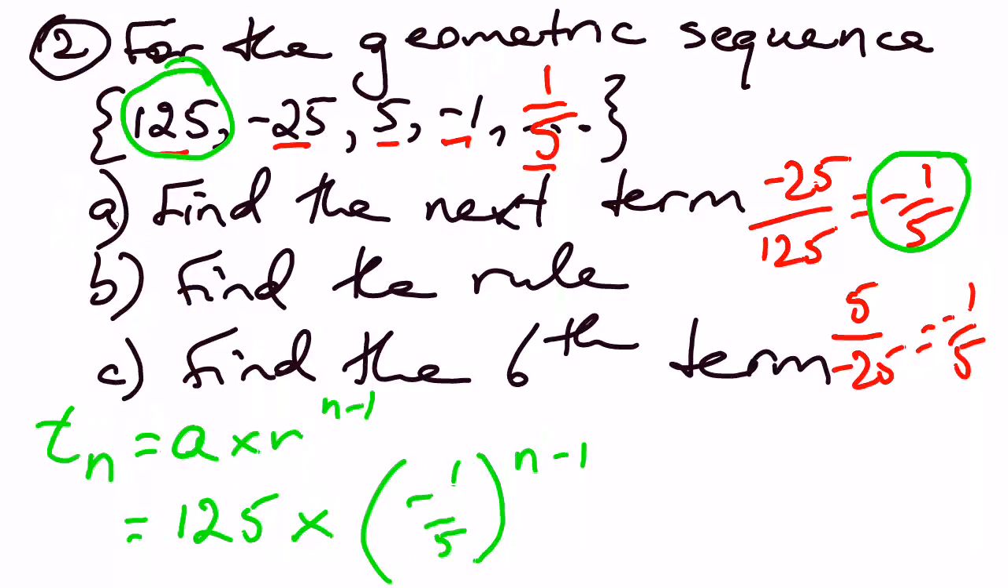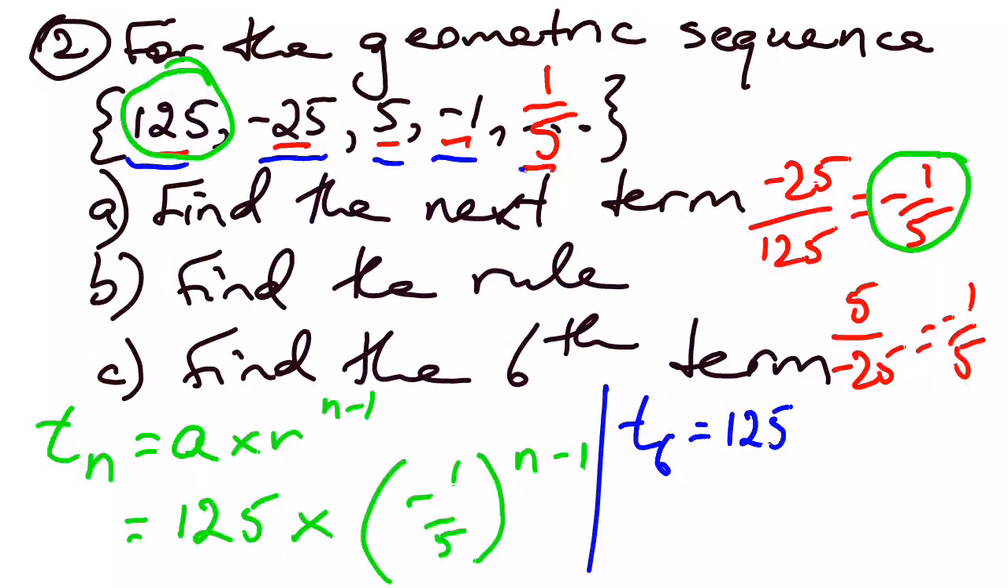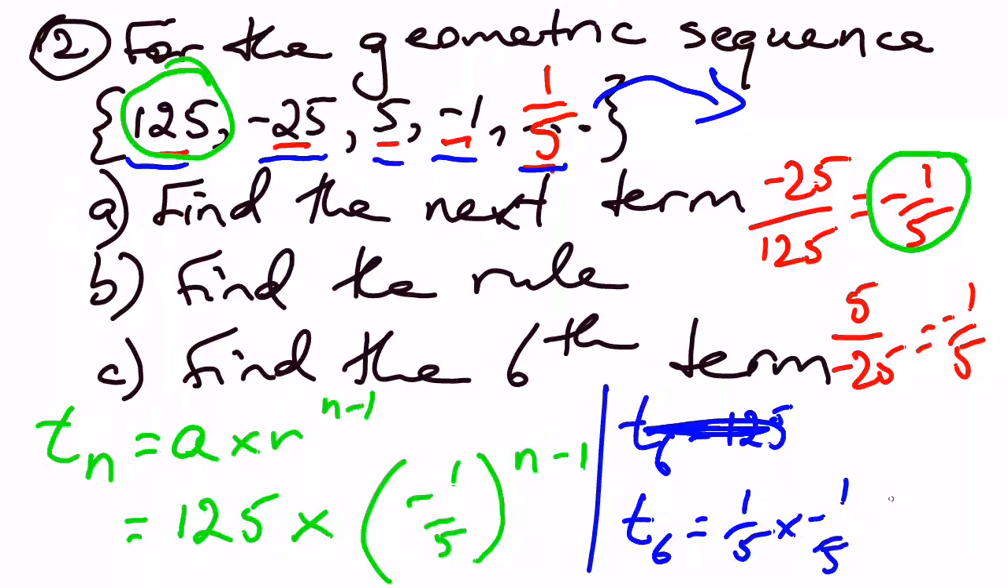To find the sixth term, I change colour to avoid confusing you all. The sixth term, and I just put n is 6, so I go 125. Actually, there's an easier way to do this. 1, 2, 3, 4, 5. I'm just going to multiply one more time by negative 1/5. So get rid of that. T6 is going to be 1/5 times negative 1/5, which is negative 1 on 25. If you want to go through and use the equation, by all means. Now I think that's the end. Let me just check.